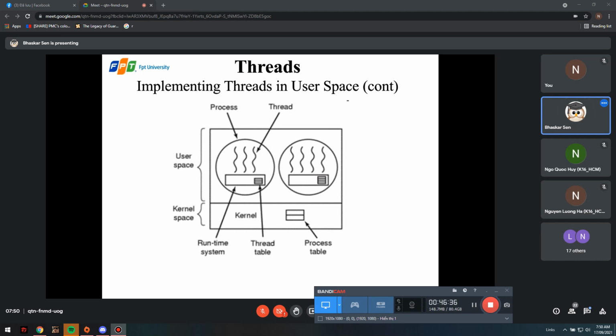And the thread table is in the hand of the runtime system. That's what we have, a runtime system that keeps track of all the things that are happening inside the thread. But the kernel knows nothing about it. Since the kernel knows nothing about it, everything else is fine, it will run very fast because we need speed. But there will be a problem. And the problem will be when the time comes to get things blocked. That will be the main problem.